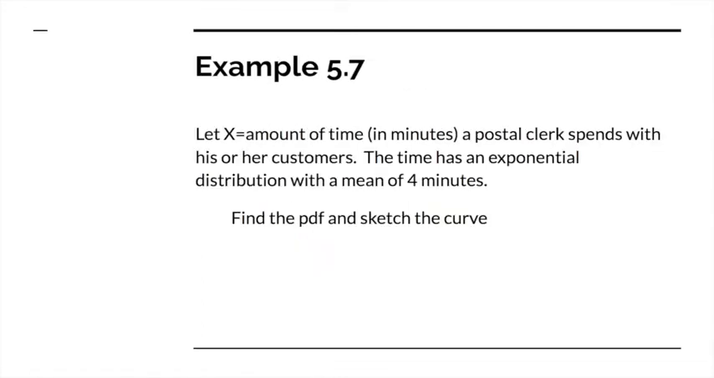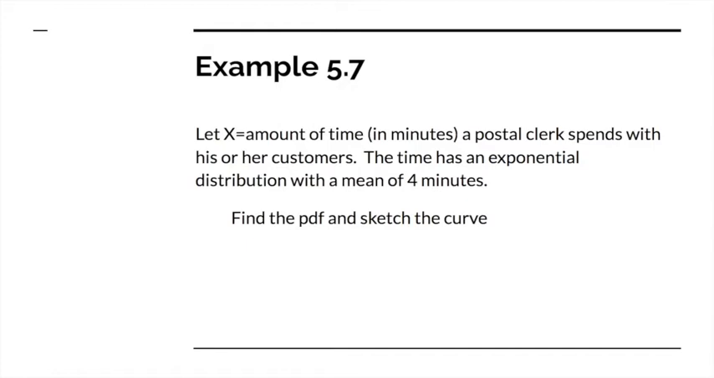So here is example 5.7, where we have a postal clerk spending some amount of time with customers, and that amount of time follows an exponential distribution with a mean of 4 minutes. So we want to find the PDF function and sketch the curve. What we'll do is we'll use Desmos to show this curve. I think that would probably be the most effective way, better than me sketching something by hand.